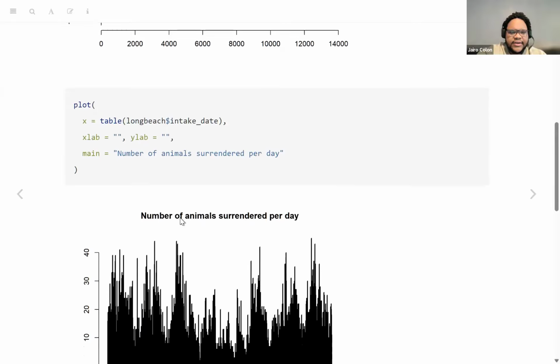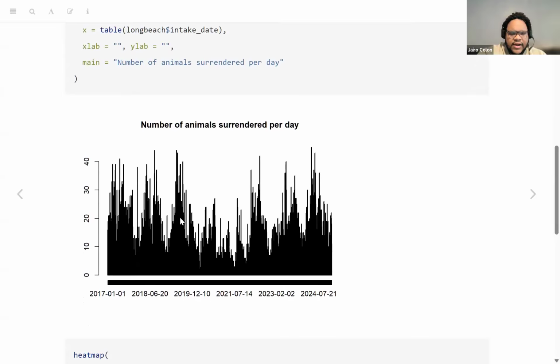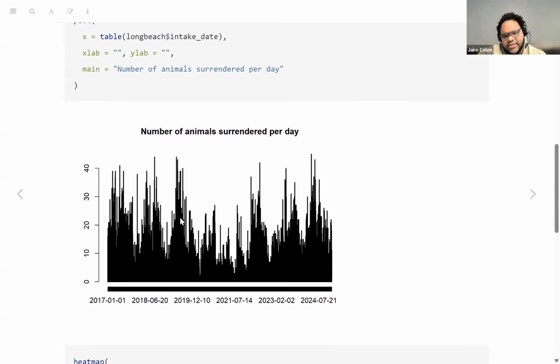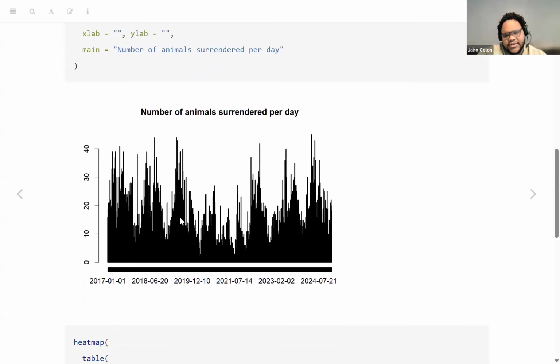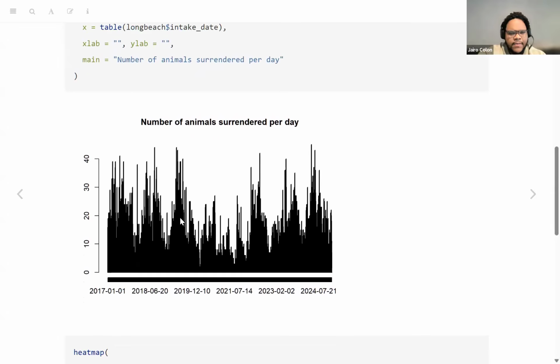Then she gives us this. I want to call it a histogram. I'm not 100% sure if that's the right term, or more like a time series thing, seeing the number of surrendered animals per day. We see some spikes, we see some dips, mainly around the tail end of 2019 to like 2022, 2023.